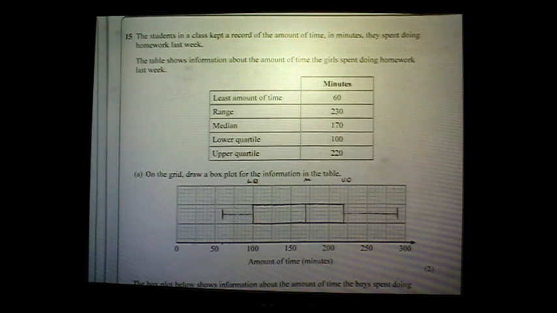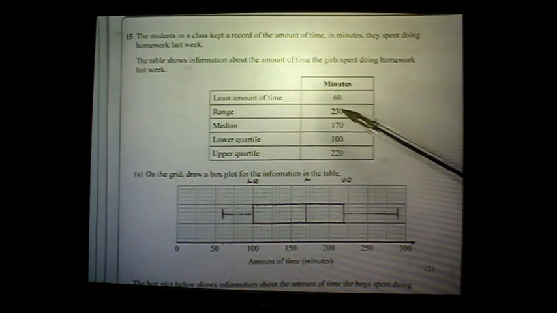Box plot. The students in a class kept a record of the amount of time in minutes they spent doing homework last week. The table shows information about the amount of time the girls spent doing homework last week. On the grid, draw a box plot for this information.